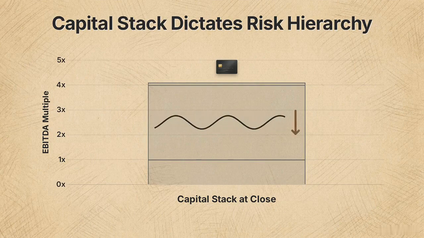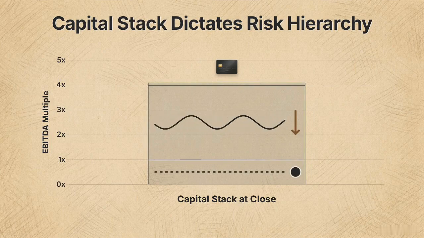Below the revolver is senior debt. Often sized around 3.0 EBITDA, it features a floating interest rate tied to the broader market and requires strict mandatory principal amortization every year. Finally, subordinated debt sits lower in the structure. Sized near 1.0 EBITDA, this carries a higher fixed interest rate to compensate for increased risk and is usually structured as a single bullet repayment due at maturity.